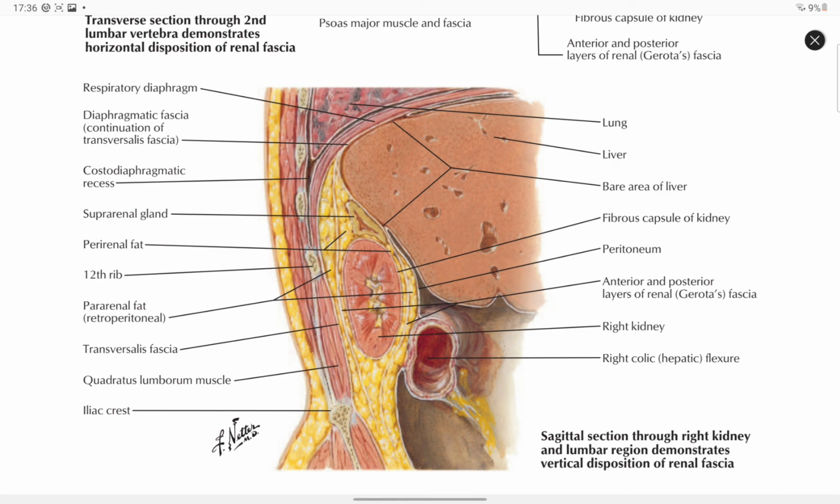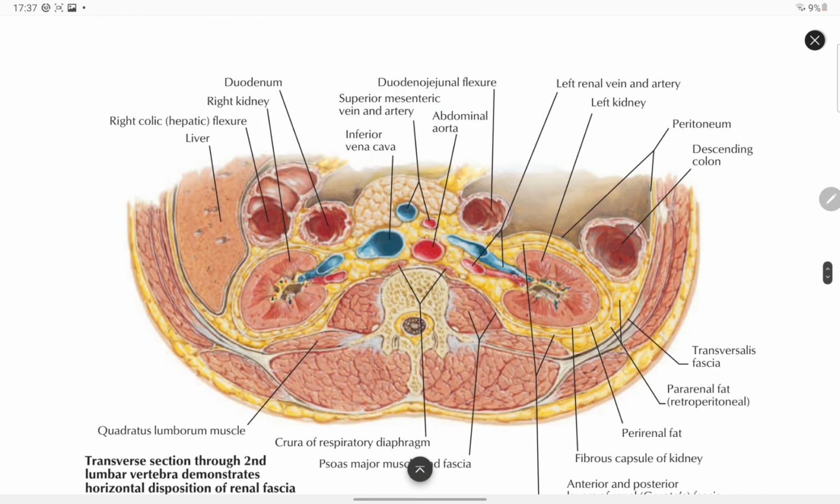In the covering of the kidney, I just forgot to mention that superiorly the fascia splits and encloses the suprarenal gland and it blends with the diaphragmatic fascia. And the fascia, the posterior layer, passes behind the kidney and blends with the fascia over the psoas major and the quadratus lumborum.